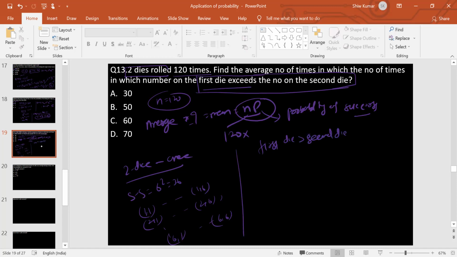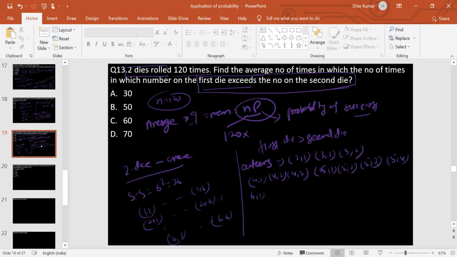So what outcomes can come up here? So outcomes यहाँ पे देखो क्या हो सकता है? It will be 2 1. That's it. Greater होना चाहिए. 2 2 it won't be possible. Next 3 1, 3 2. That's it. Next 4 1, 4 2, 4 3, 4 4 नहीं possible है. 4 5 is also not possible. Then 5 1, 5 2, 5 3, 5 4. That's it. And next 6 1, 6 2, 6 3, 6 4, 6 5.